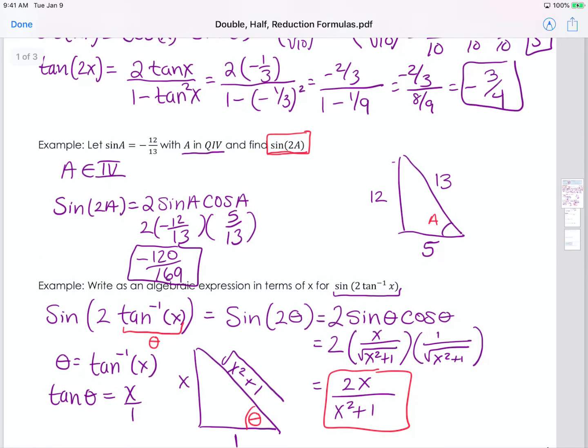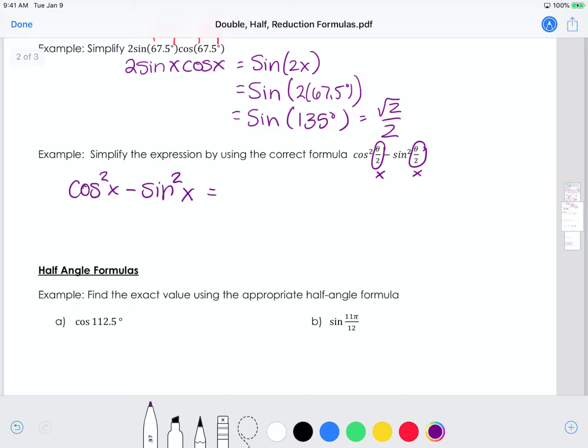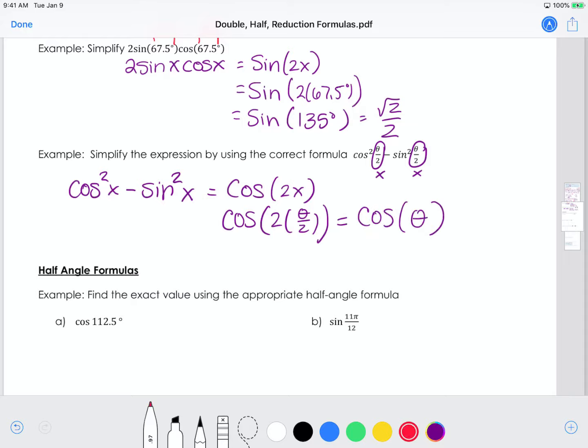So I'm going to rewrite, this is going to be cosine of 2x. Well, we said x is equal to theta over 2. So this is going to be 2 times theta over 2. So this is going to be cosine of just theta. So this is your final answer when we simplify the expression cosine squared of theta over 2 minus sine squared theta over 2, and we use our double angle formulas to simplify it.